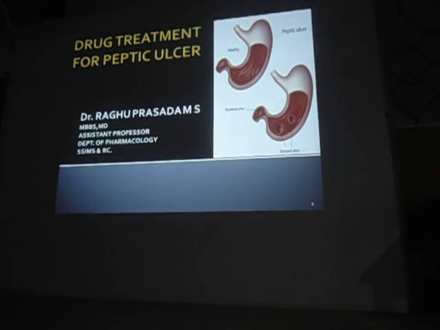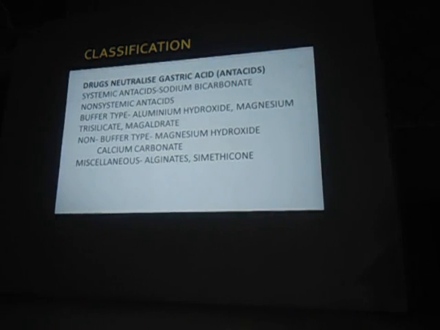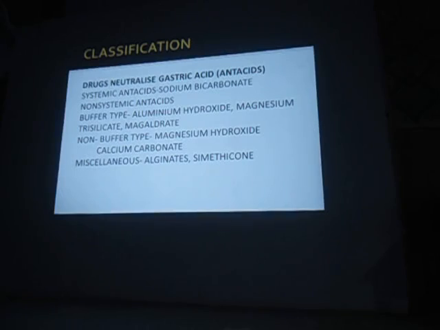I'll just briefly brush up what we studied in the last class and we'll continue with this. Last class we started with the drugs acting on peptic ulcer. So what are the different classes of drugs we have studied? Drugs which neutralize the gastric acid, that is antacids: systemic antacids and non-systemic antacids. In non-systemic we have buffer type and non-buffer type. In miscellaneous we have alginates and simethicone.